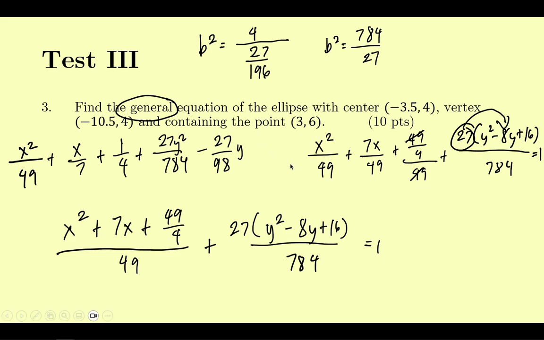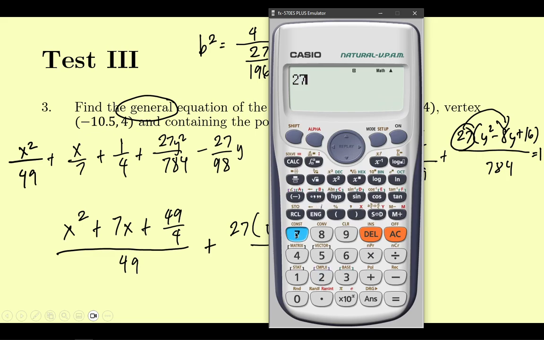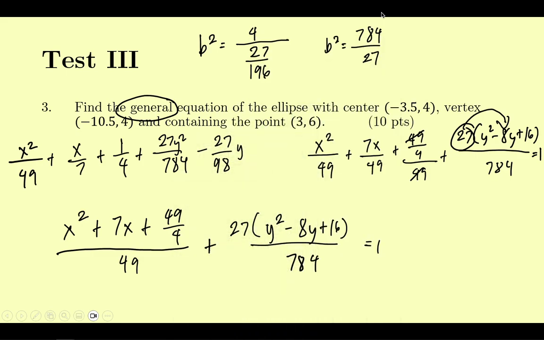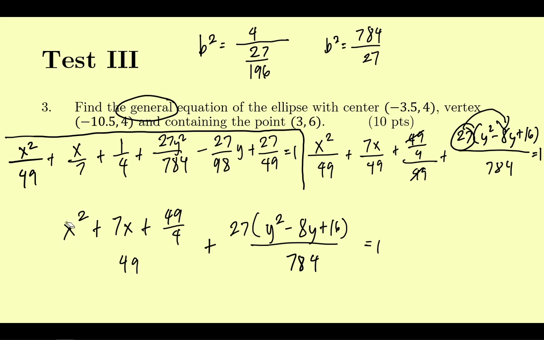And lastly, we have 27 times 16 over 784, which is equal to 27 over 49. Plus 27 over 49 is equal to 1. Hindi pa yung final answer. Hiniwalay ko lang siya para, ano, yan.